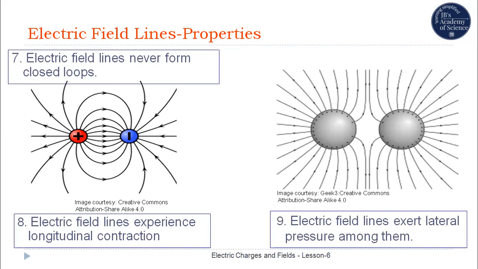If you take two like charges, for example, two positively charged objects, the electric field lines emerging from these two will have a tendency to move away from each other. Therefore, they repel each other.